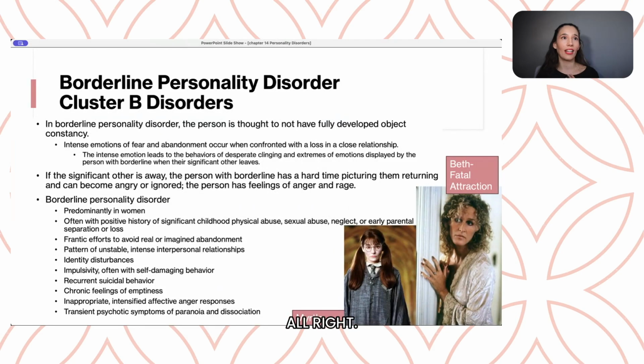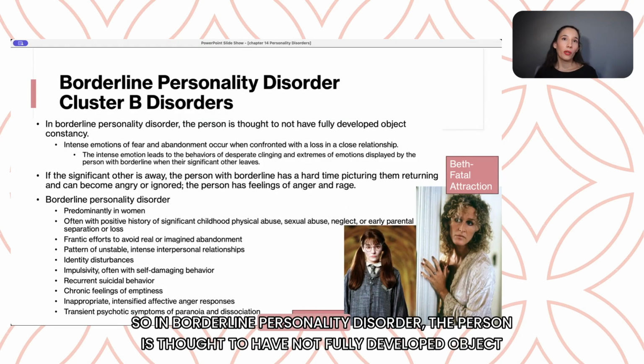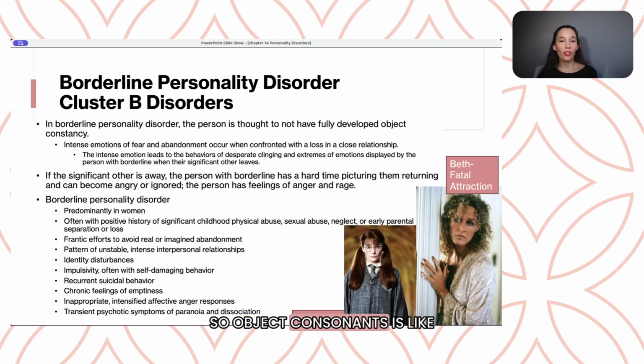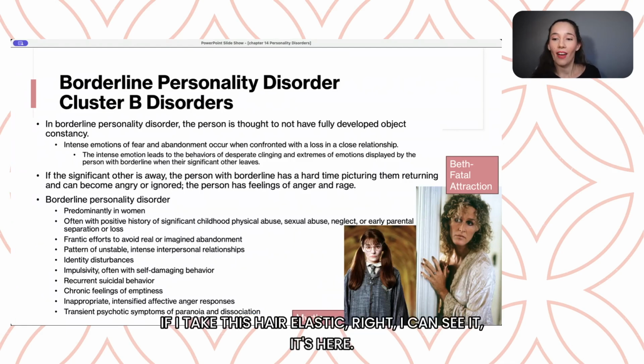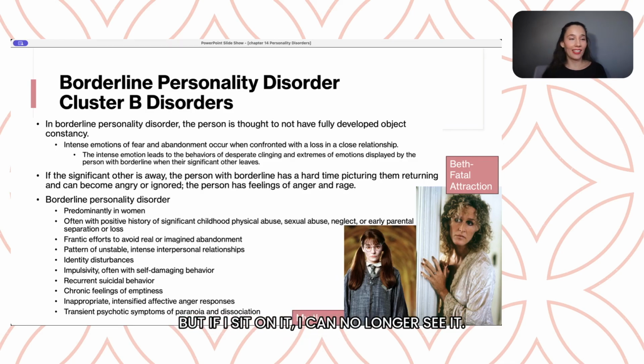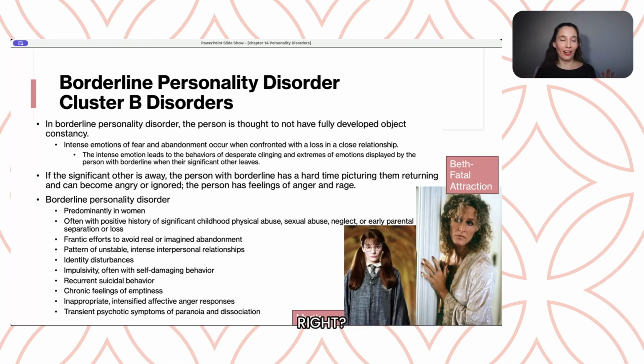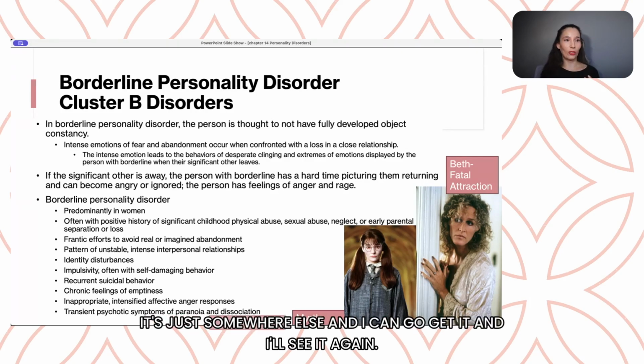All right. So in borderline personality disorder, the person is thought to have not fully developed object constancy. So object constancy is like, if I take this hair elastic, right? I can see it, it's here. But if I sit on it, I can no longer see it. Is it still there? Right? I know it's still there. Or if I hide it, right? Is it still there? I know it's still there. It still exists in the world. It's just somewhere else and I can go get it and I'll see it again.